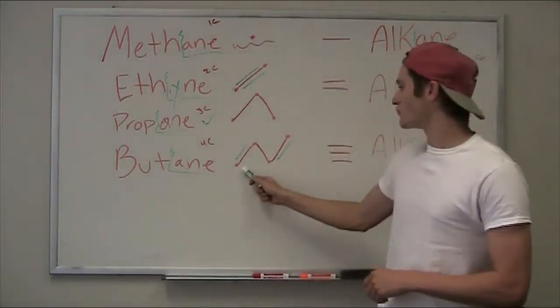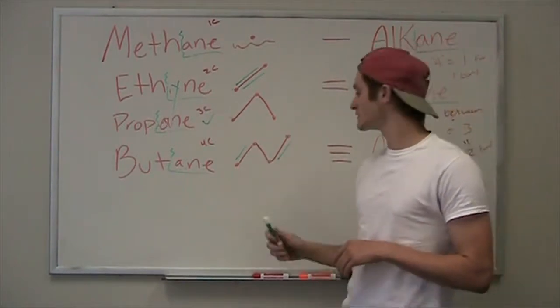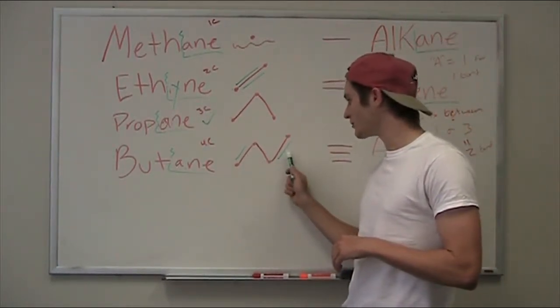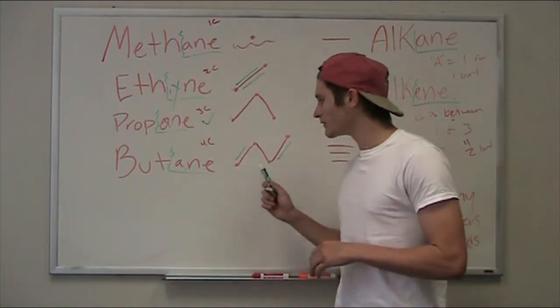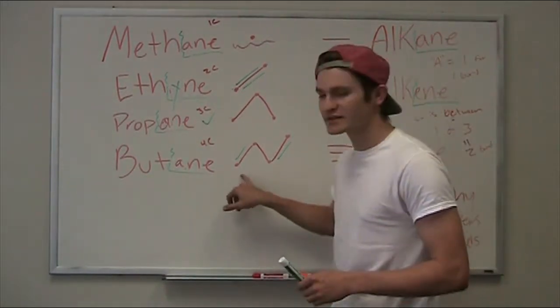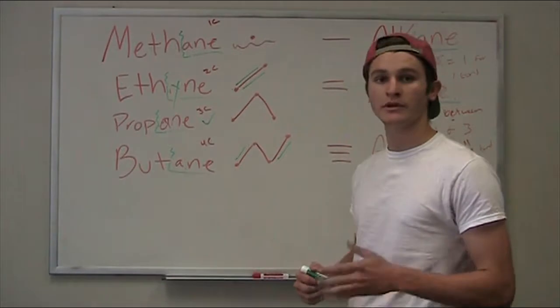Now the butane, we have 1, 2, 3, 4. We have 4 carbons, and we have a double bond here and a double bond here. Now, this is a little tricky. I throw it at you guys, so let's see if you guys can figure it out. If you can figure it out before me, awesome.